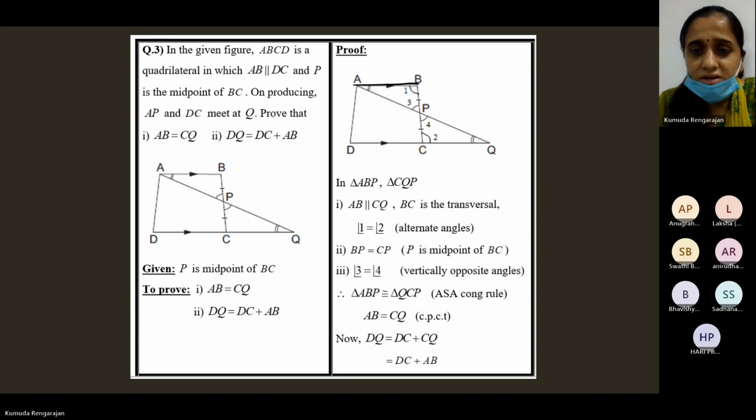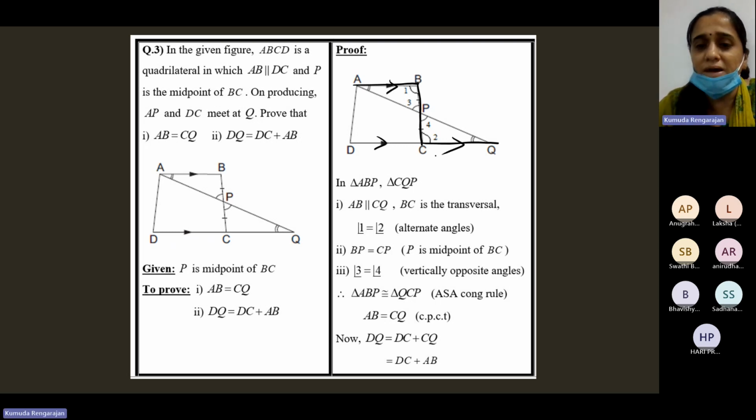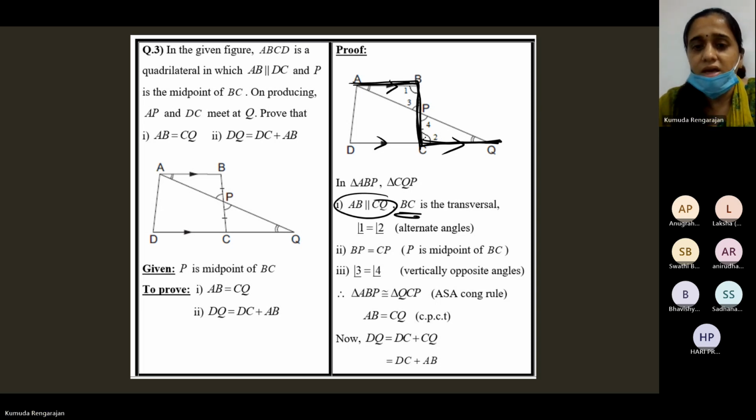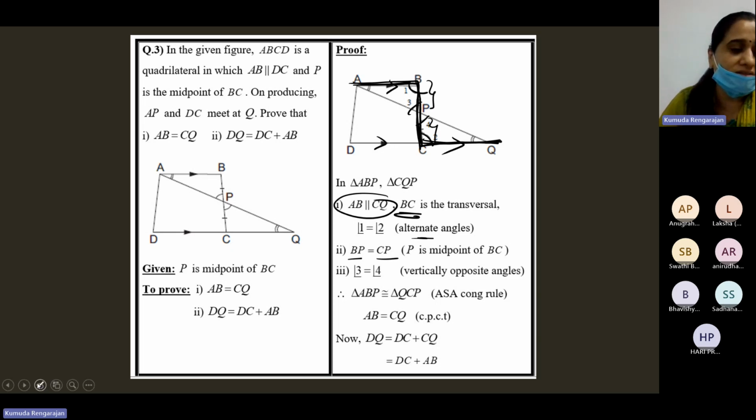Parallel line, transversal, parallel line. AB is parallel to CQ and BC is the transversal. Angle 1 is equal to angle 2, alternate angles are equal. Then BP is equal to CP because P is the midpoint. And then angle 3 is equal to angle 4, vertically opposite angles are equal.